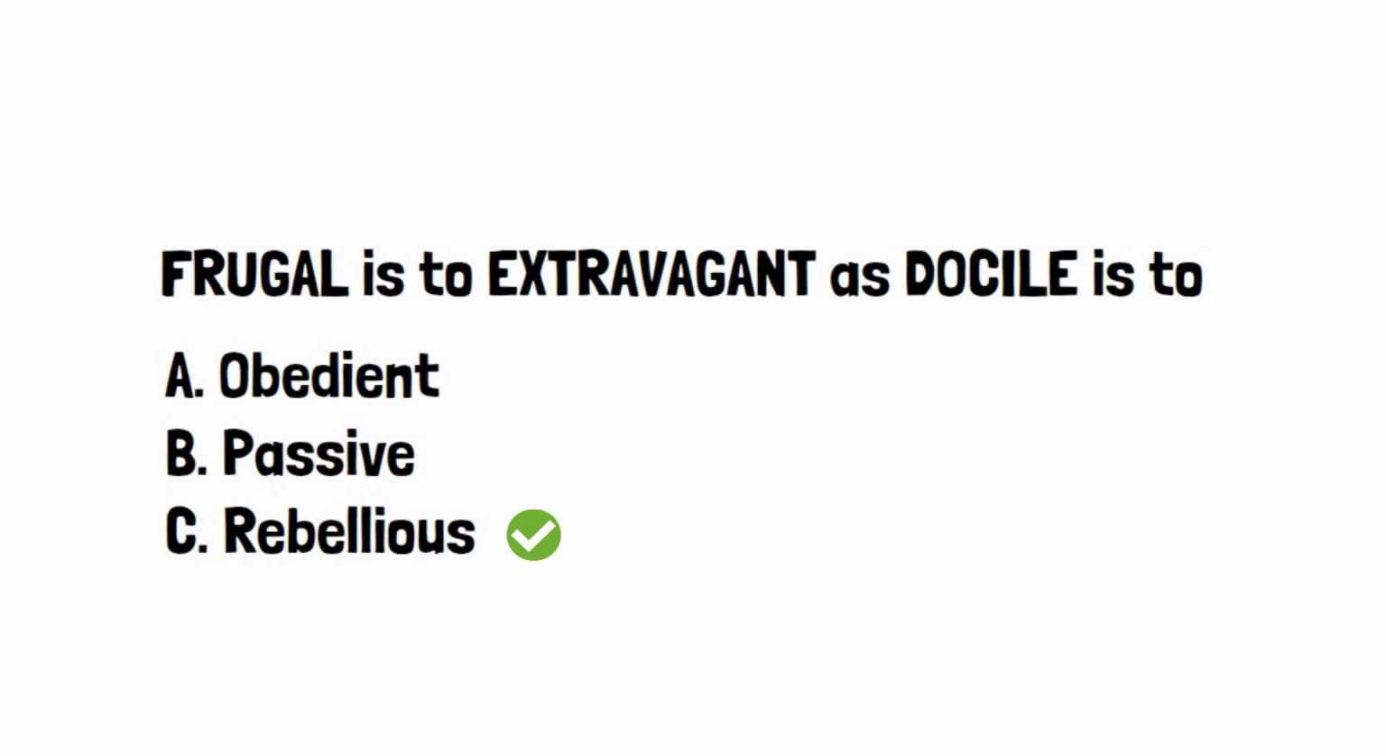Frugal refers to someone who is careful with spending, while extravagant refers to someone who spends excessively, opposites. Similarly, docile describes someone who is obedient and easy to control, while rebellious describes someone who resists control or authority. Therefore, rebellious is the correct opposite of docile.